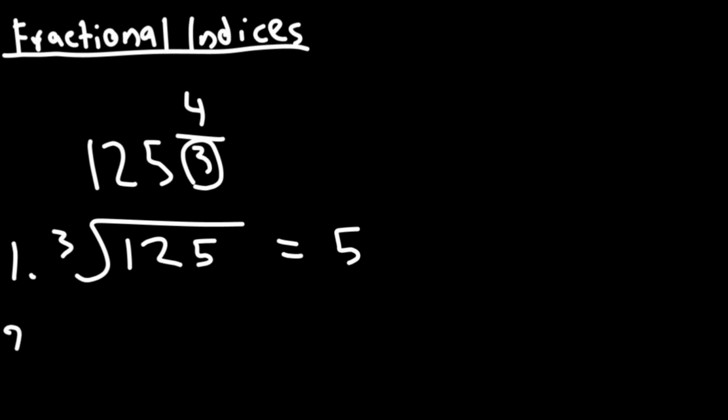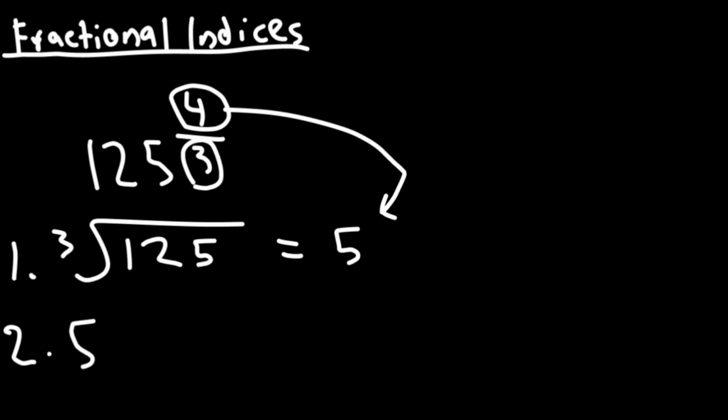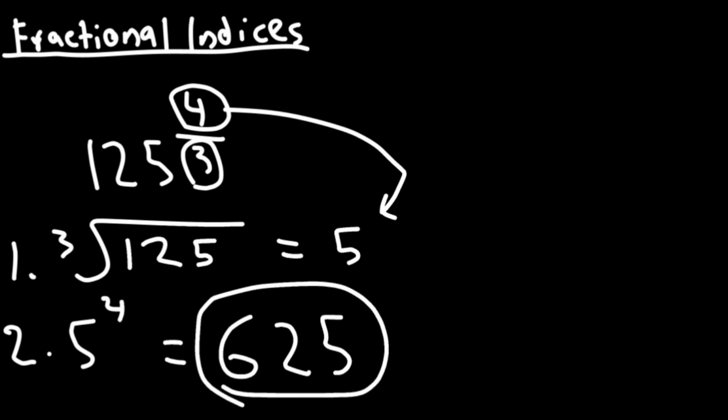And then step 2 would be to take my numerator and make it a power now. So my 5 over here turns into 5 to the power of the numerator, which is 4, and then 5 to the power of 4 is 625. And this is my final answer for 125 to the power of 4 over 3.